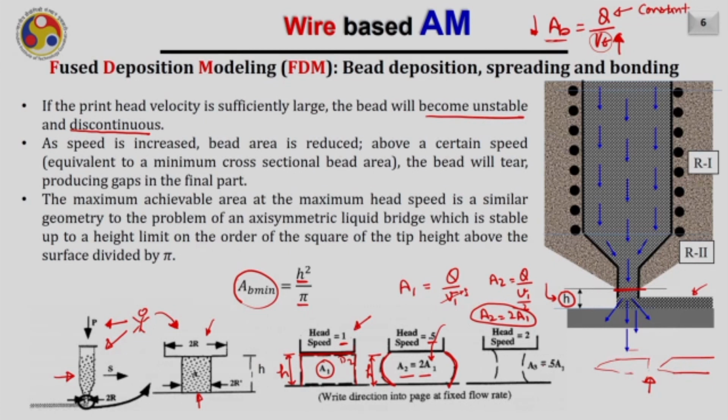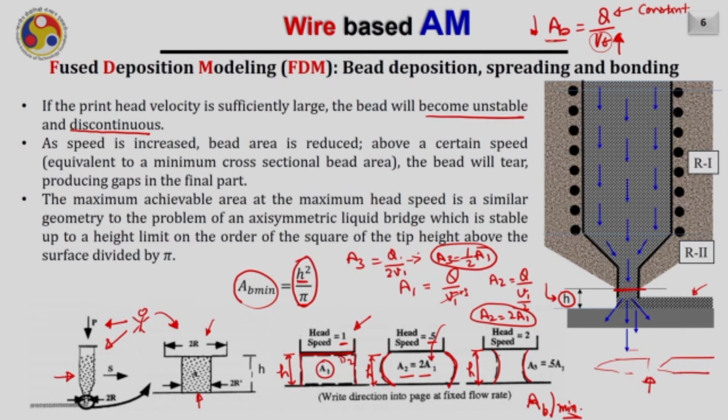Now, assume that your velocity is increased to twice. In that case, your area A3 will be equal to Q divided by twice V1. In other words, I can write it like this: A3 will be equal to 1 by 2 of A1. So the area will reduce. As our height, this standoff distance h, is constant, the area will reduce like this. So the minimum value of this area A, which is deposited on the substrate, can be given by h squared by pi.